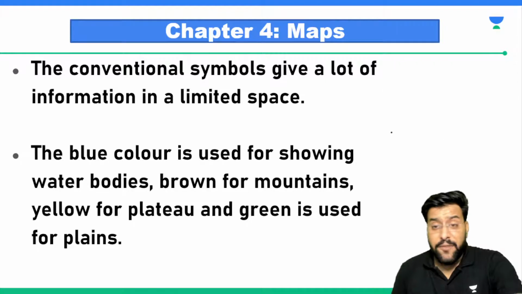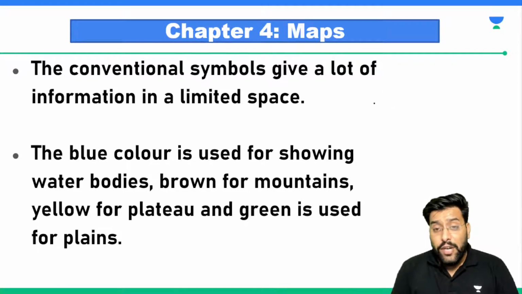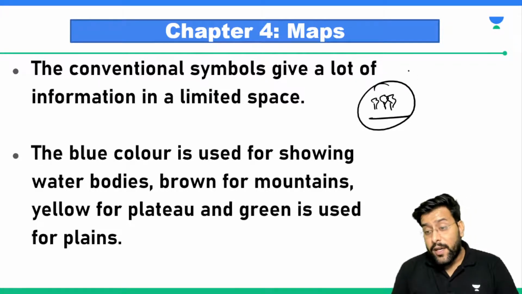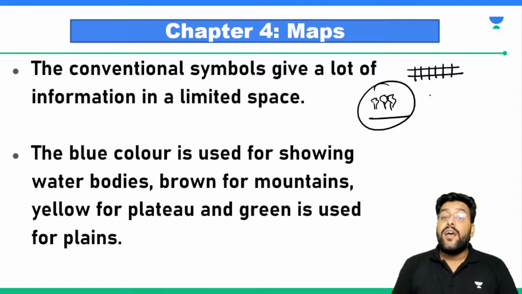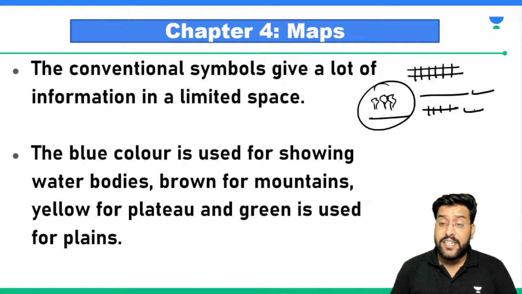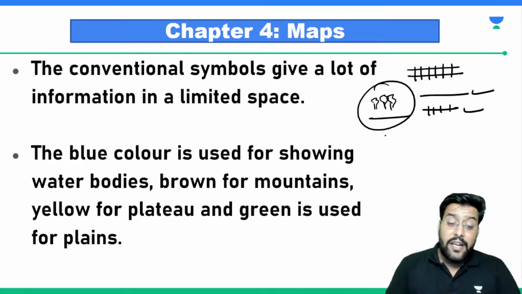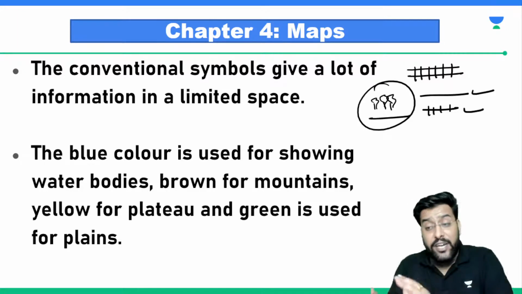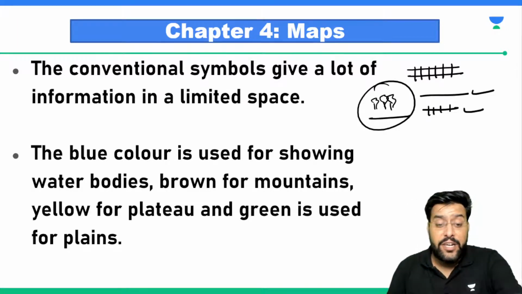For example, on a map, if I have to represent a forest, how will I show it? I'll make small trees. So these trees will represent that this entire area is a forest. If I have to mention that this particular area is a railway line, I'll make something like this, right? If I have to represent the road, I can represent it like this. There are various ways to represent roads. So different symbols will be used for different roads. For example, a national highway will have a different symbol or a different color. A state highway will have a different symbol or a different color.